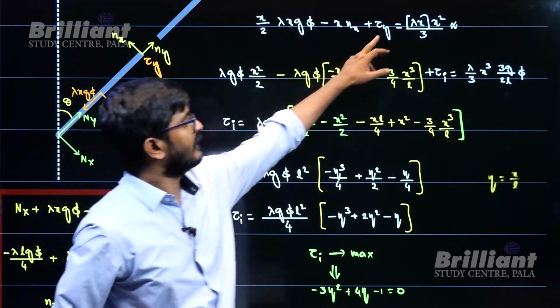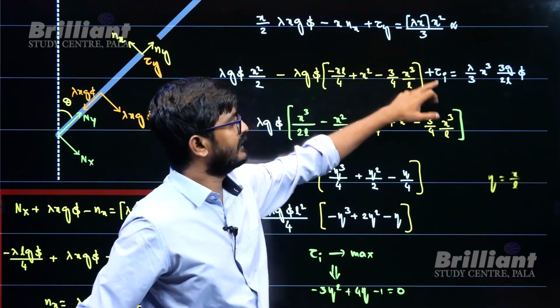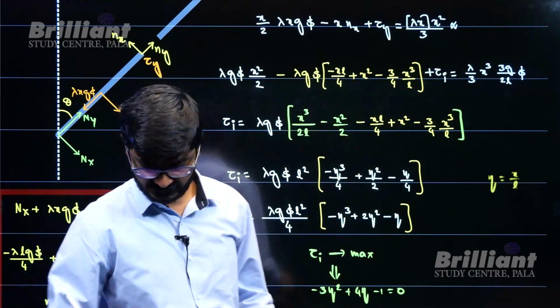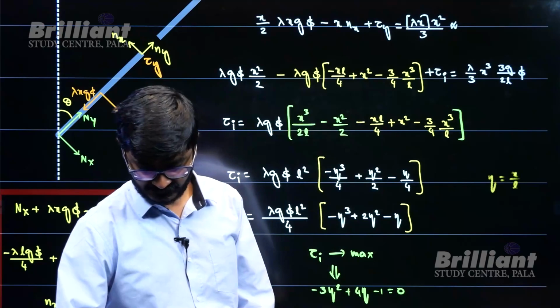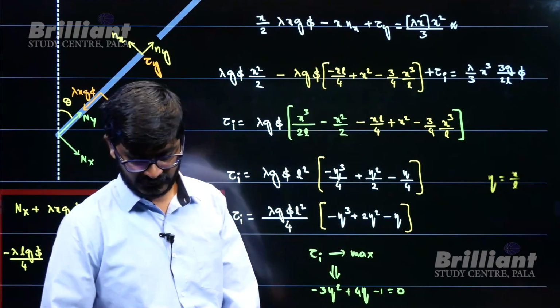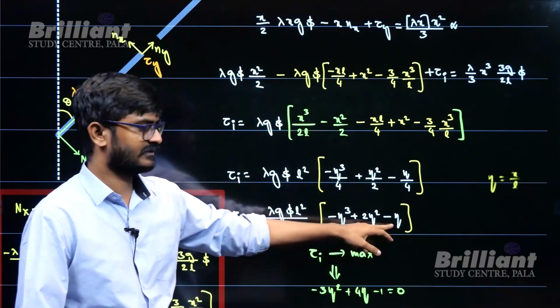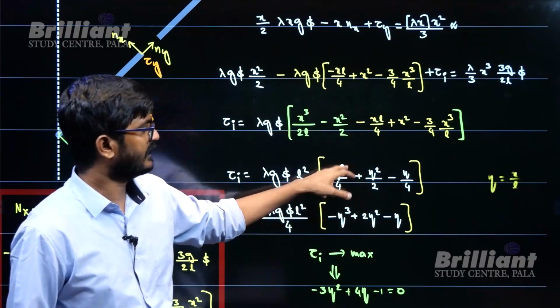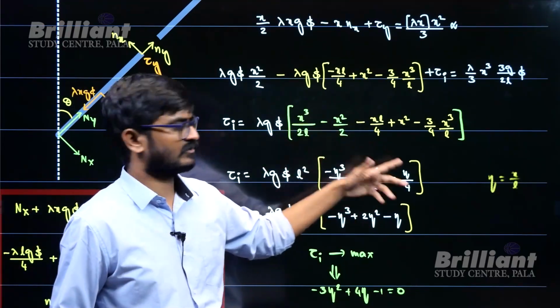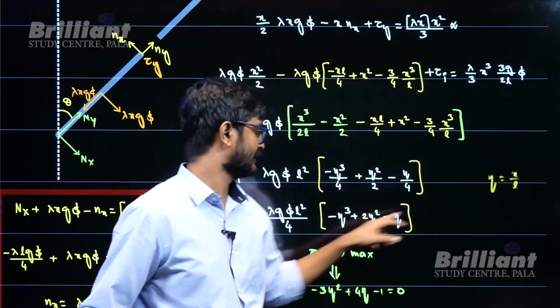Now I got only one variable, tau y. I need to see when it will become maximum. I need to see when tau y will become maximum. So tau y turned out to be something like this. Now eta, I have put eta because there are x and l. So I have called eta as x by l and I just substituted eta.